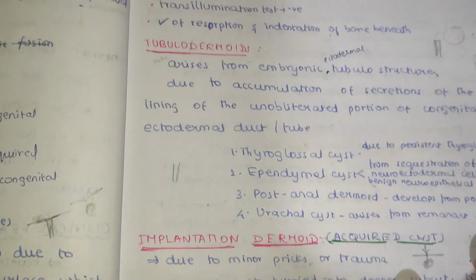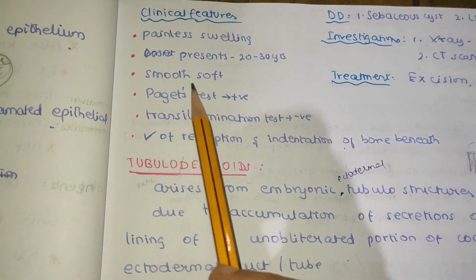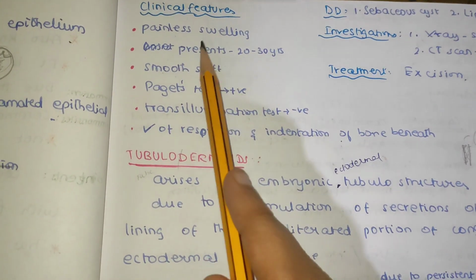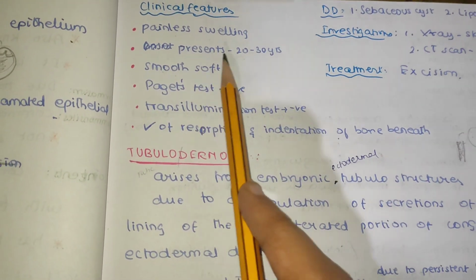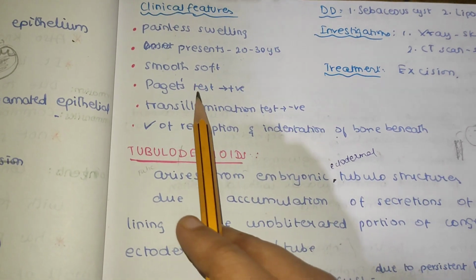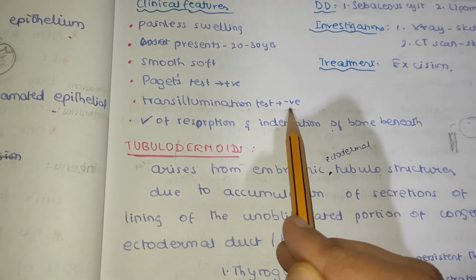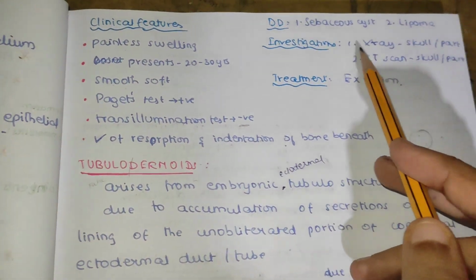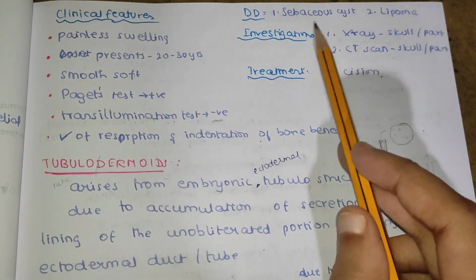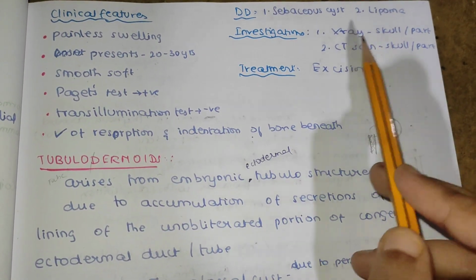And next is clinical features. As we've seen already in sebaceous cyst, the same thing: painless swelling, smooth, soft one, and the common age group is 20 to 30 years, and Paget's test is positive, and it is an opaque one. Transillumination test is negative. And coming to differential diagnosis, first one is sebaceous cyst, and next one is lipoma. Investigations include X-ray and CT scan.